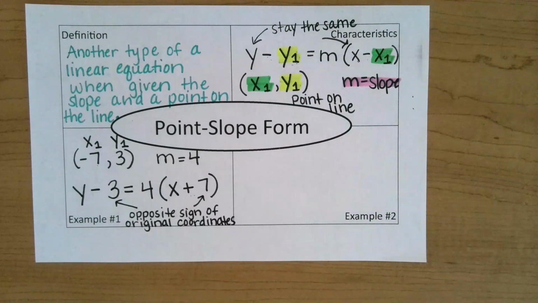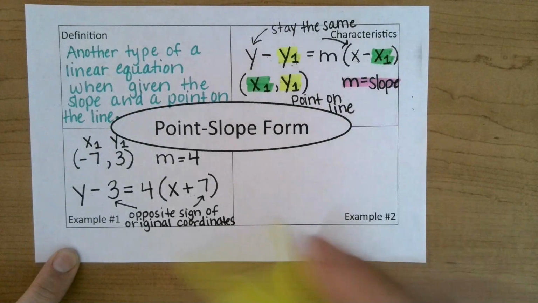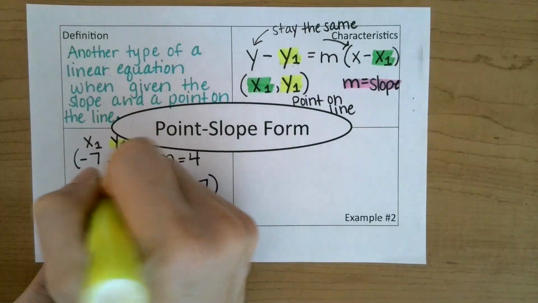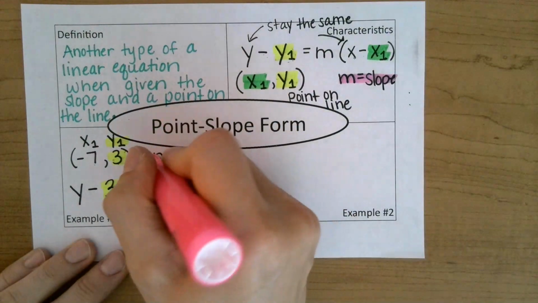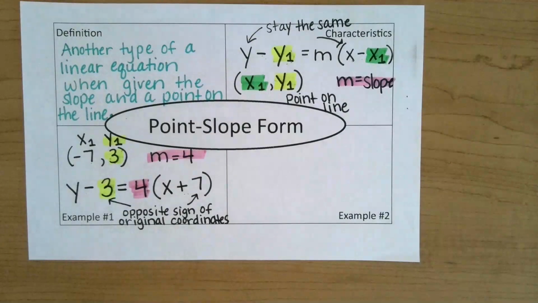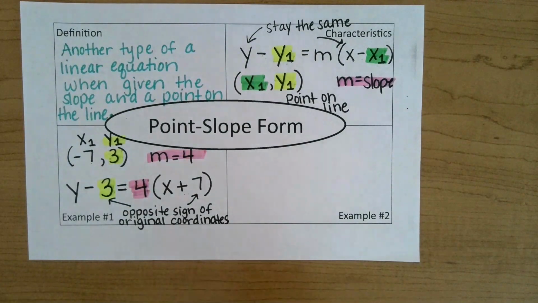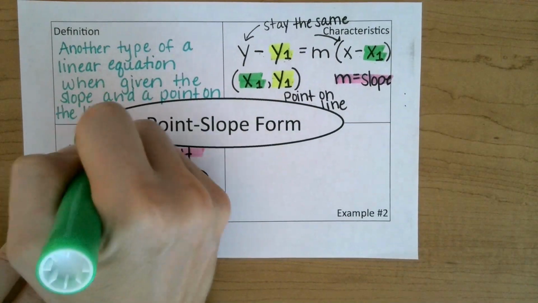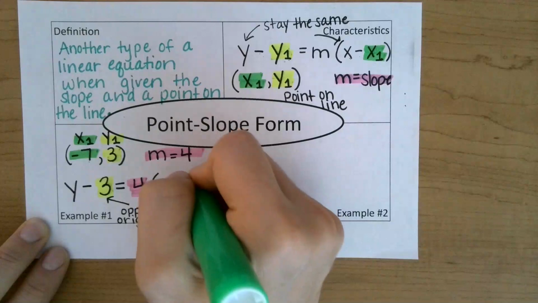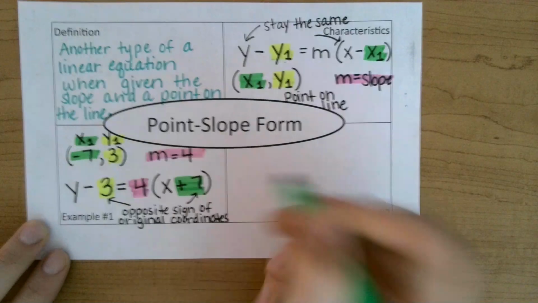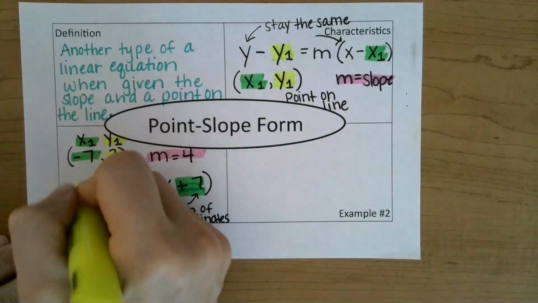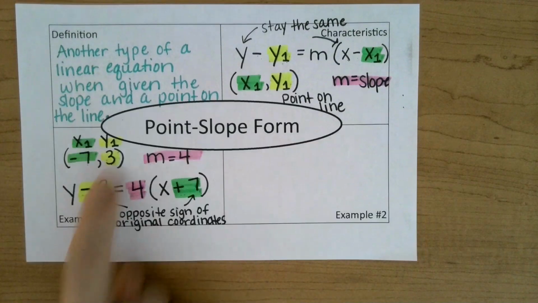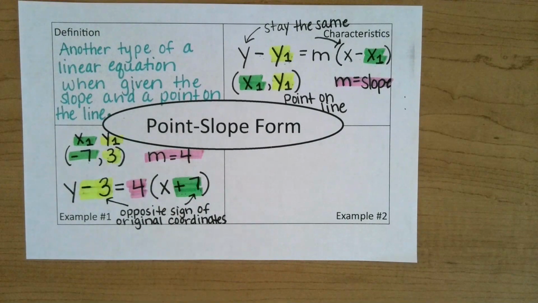All right, and then using your same colors, look back at what you did for your y sub 1. Let's highlight our y sub 1 value, and then whatever you did for your slope. Actually, let's maybe highlight the signs in front of it too, just so it's opposite. So 3 becomes negative 3, negative 7 becomes plus 7.